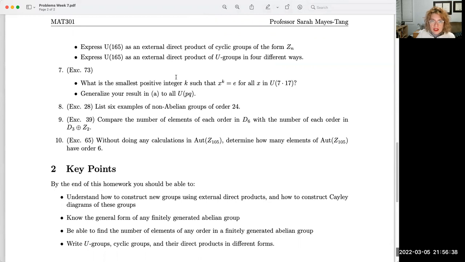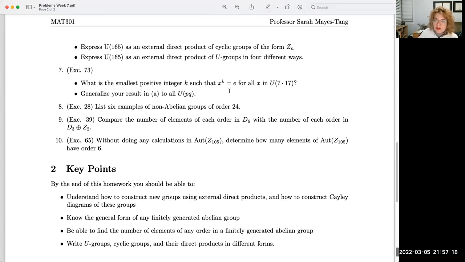To show that x to the k is equal to e for all x in u of 7 times 17, again, we need to use some theorems. So this is isomorphic to z of 6 times z of 16. And so the LCM of 6 and 16 is going to be the least number that is going to give you this. So extending this to u of pq, it's the LCM of p minus 1 and q minus 1.